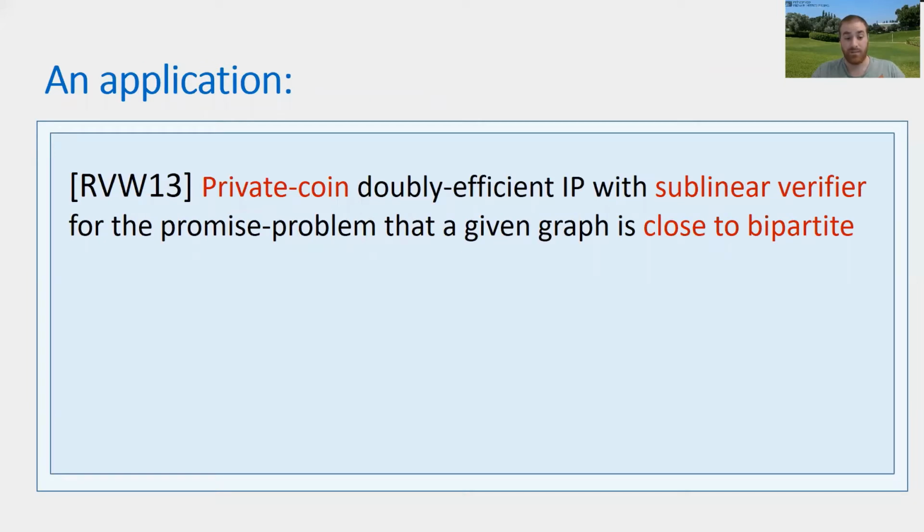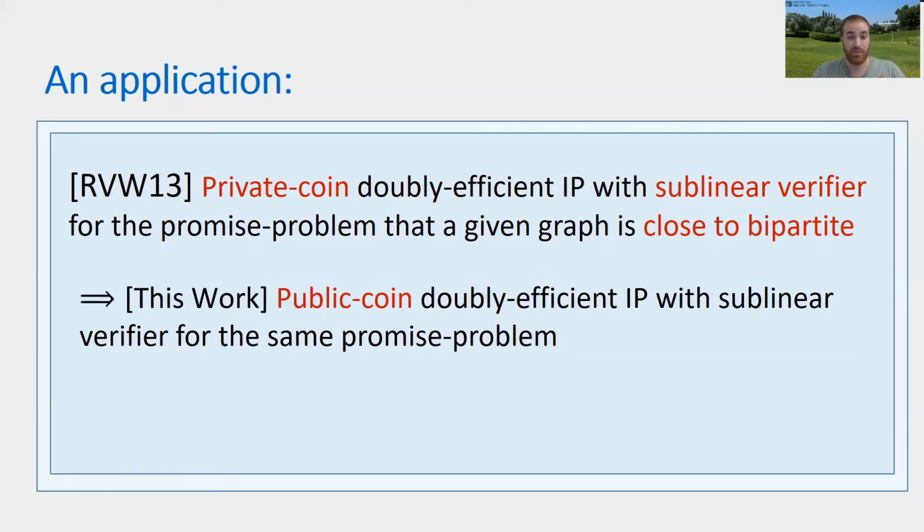We get out of these sufficient properties one application, which is taking the private coin doubly efficient interactive proof from Rothblum, Vadhan, Wigderson's work, in which the prover proves to a sublinear verifier that some graph is close to bipartite. We managed to transform this private coin proof into a public coin one with roughly the same running time for the prover.